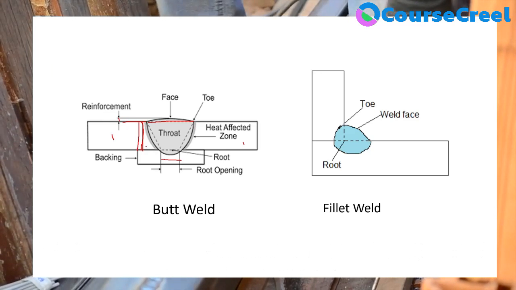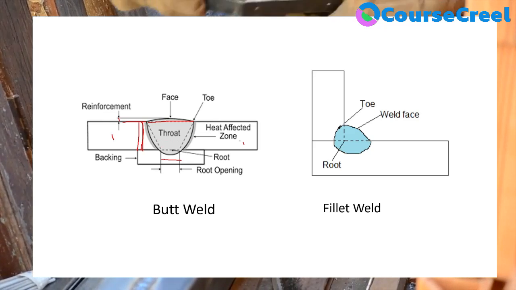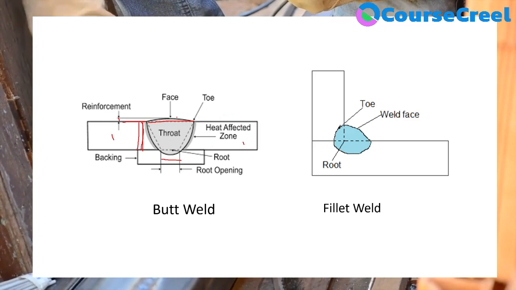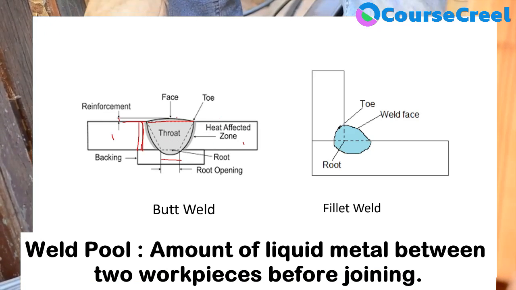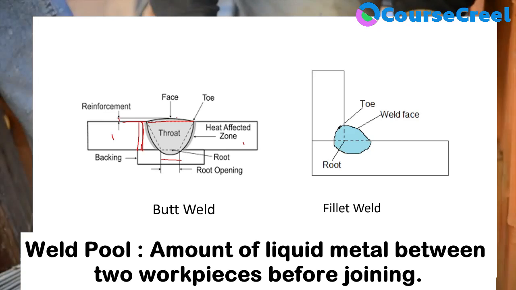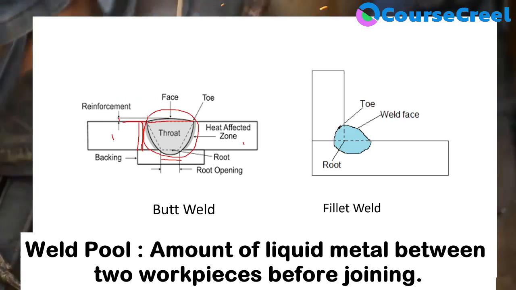This area where we are performing welding is represented as the heat affected zone, or we can define it as the weld pool also. Weld pool is defined as the amount of liquid metal between the work pieces before welding. Weld pool is defined as what? The amount of liquid metal between the work pieces before welding. So we can define the weld pool in this particular area only.